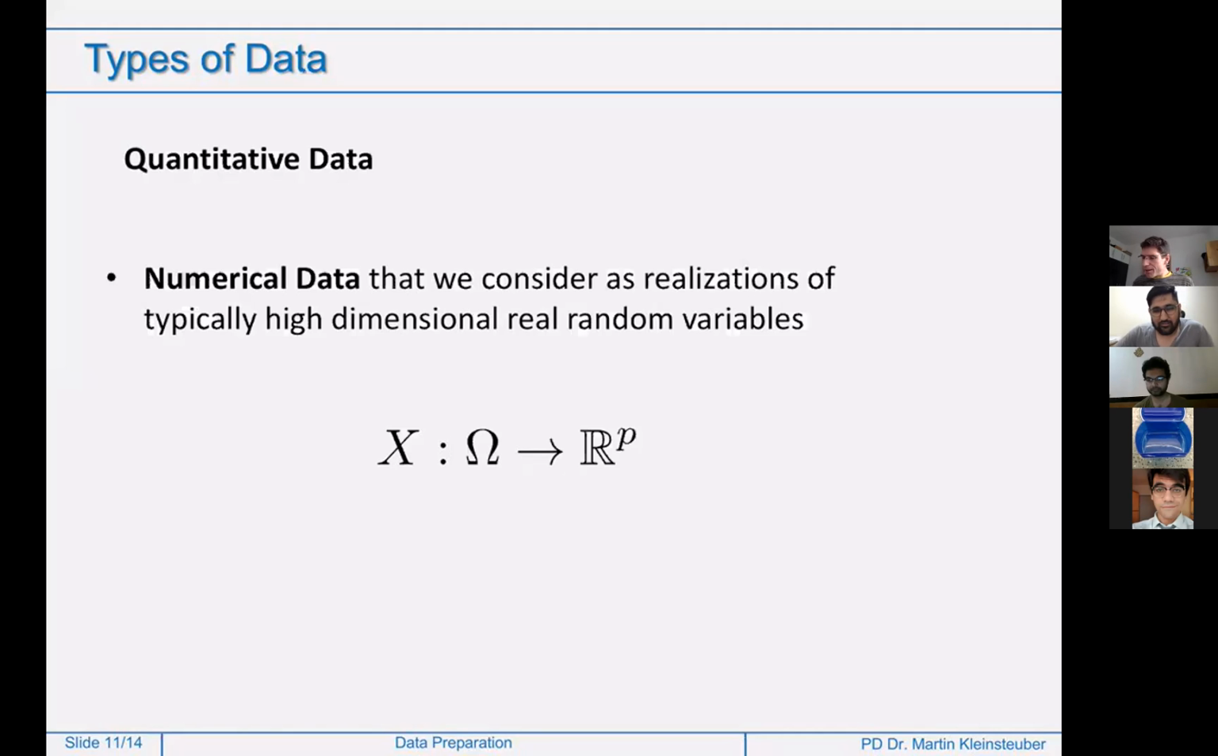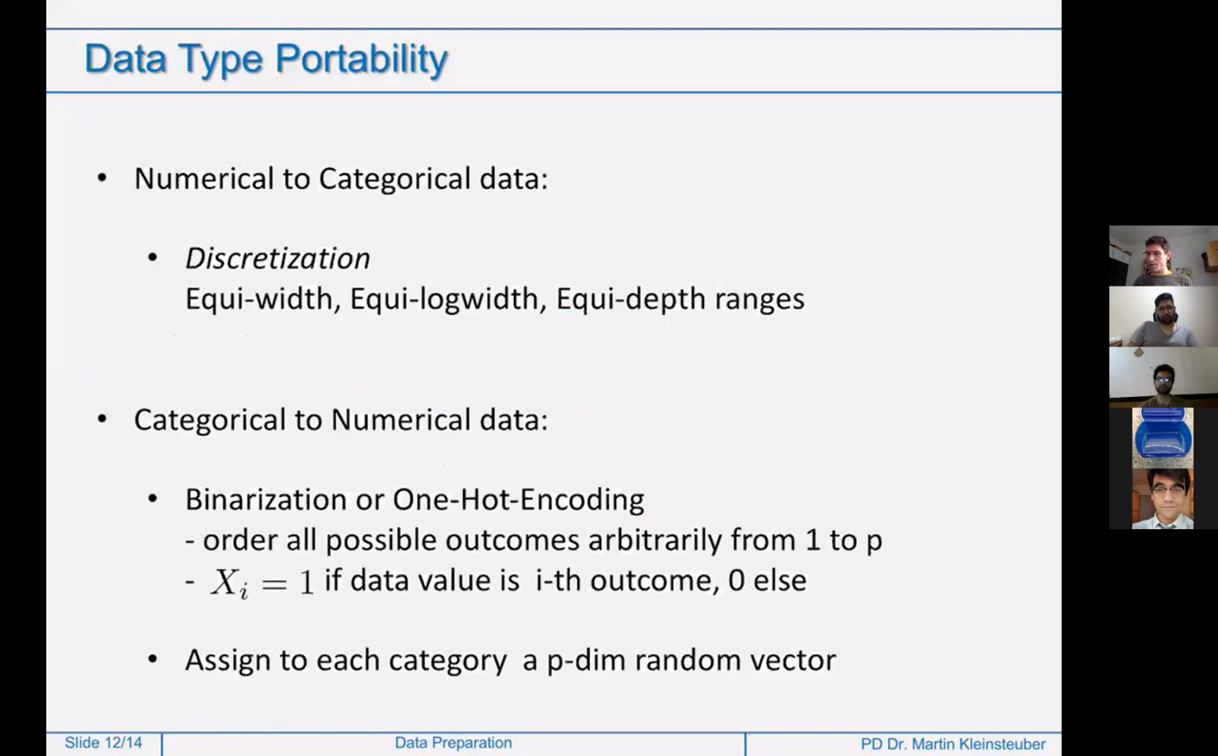This is numerical data that we consider as realizations of typically high-dimensional real random variables. And why are we restricting to that? Well, because you can map very easily the other kind of variables onto a random variable, and I'd like to show you how that works. So first of all, you can go from numerical to categorical data. If you go for discretization, that means equi-width, equi-log width, equi-depth ranges, and so on and so forth.